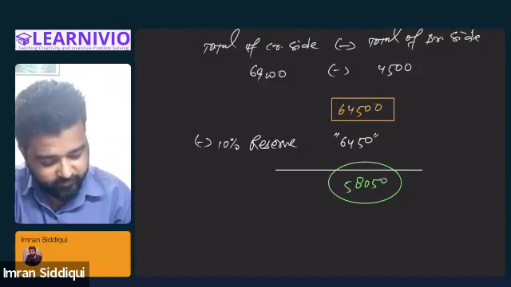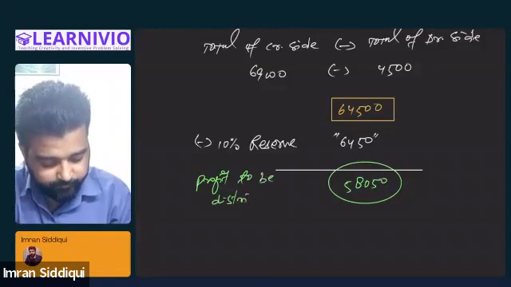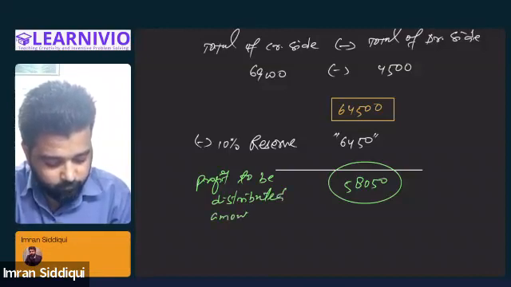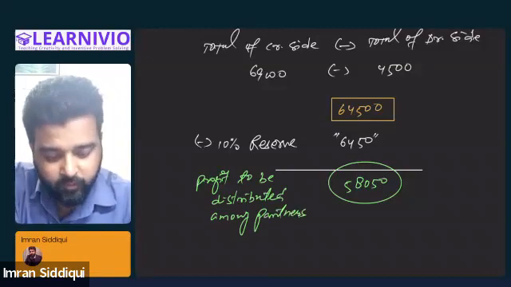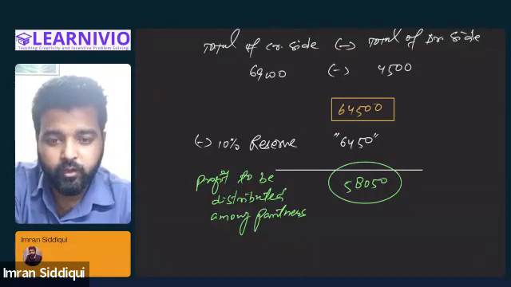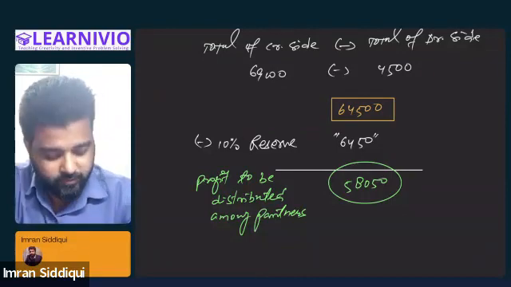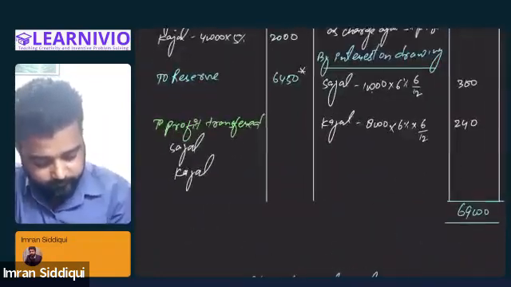Now, this is the profit that will be distributed among the partners. Ritika and Vanisha, the entire working note is also important. You have to show the entire working note along with the P&L appropriation account. All right. So this is the profit that will be distributed, 58,050.